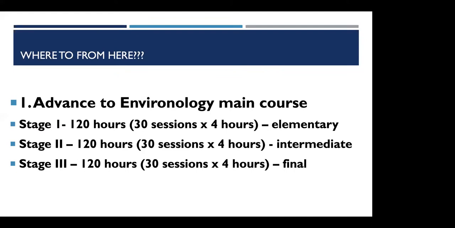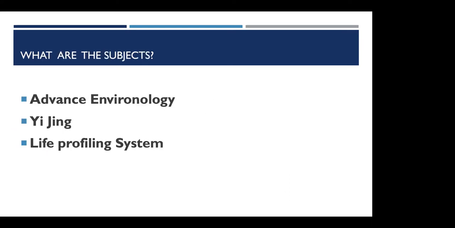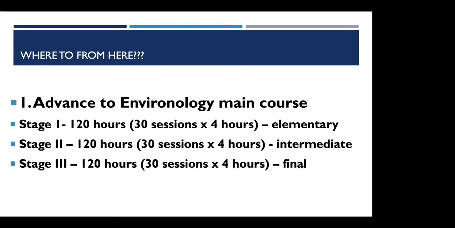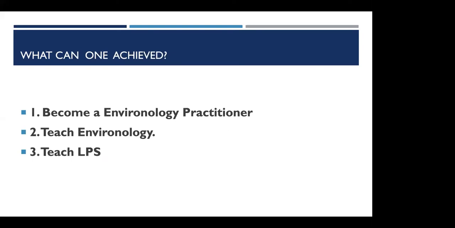Of course, these include practical. Stage one, stage two, stage three include practical on your own house. So if you have a class of 20, you would have practical on 20 houses. Everybody's house practical is included. Then what are the subjects covered in part 1, part 2, part 3? One is advanced environology. Two, you will cover I Ching. Three, you will also cover LPS, light profiling system, in these three stages.